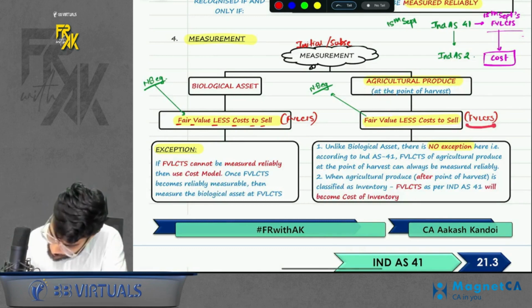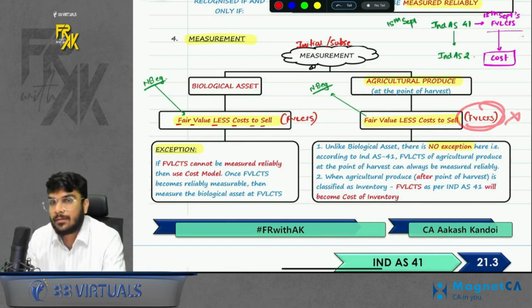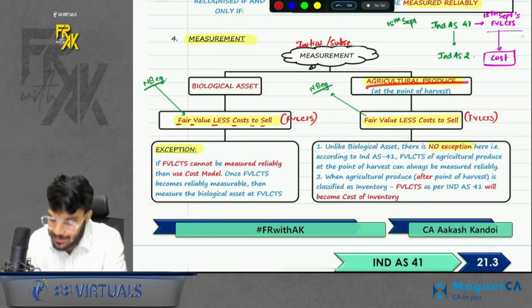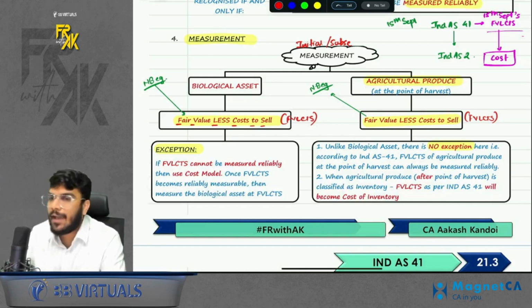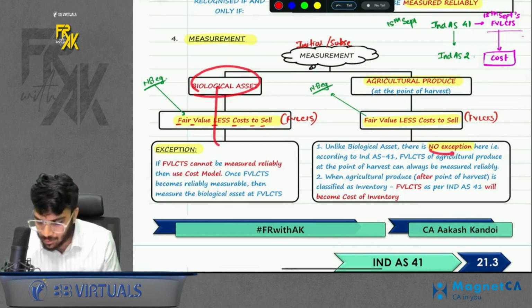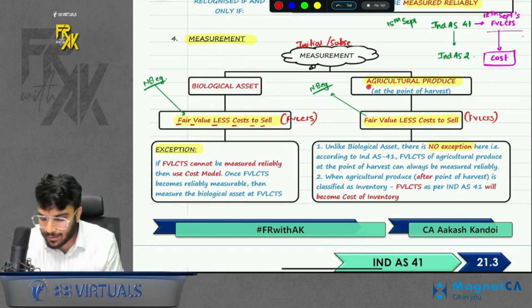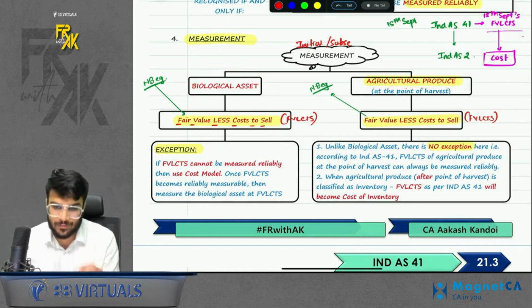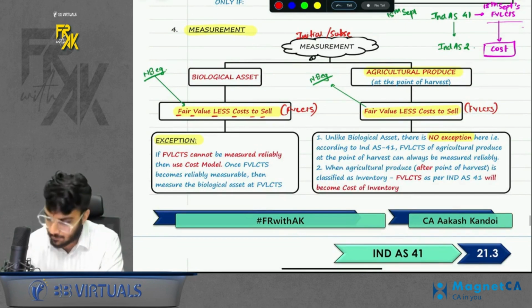Sir, what if FVLCTS is not available here? That cannot be the case. Standard says that for agriculture produce, you will surely have the FVLCTS. So you cannot say that for agriculture produce, FVLCTS will not be available. So there is no exception available here. Like we had an exception here, such exception not available here. So by default for agriculture produce, you will have to calculate FVLCTS. Okay, okay, sir.